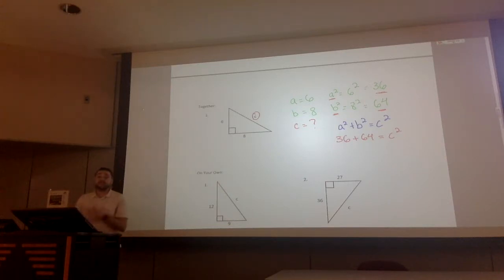Next, we're going to take the sum of those two squares, which is the second step in our formula. And so 36 plus 64 equals 100, which equals C squared. And lastly, we just take the square root of both sides. So we take the square root of C squared and the square root of 100. And we know that the square root of 100 is equal to 10.